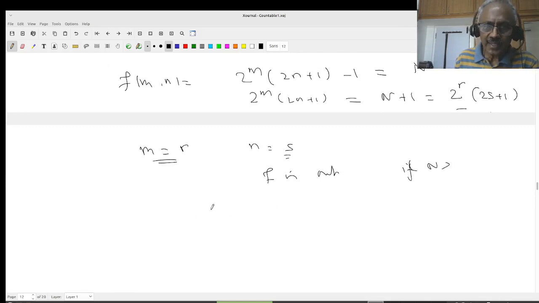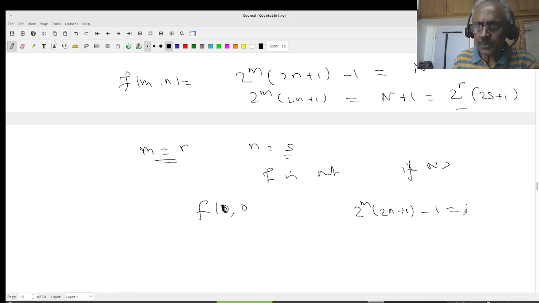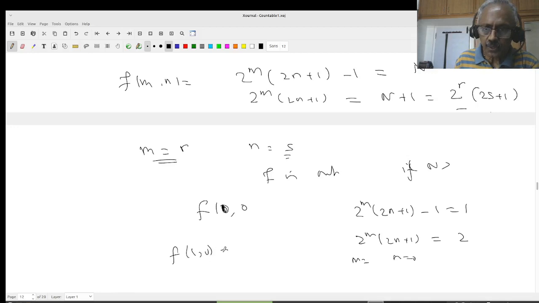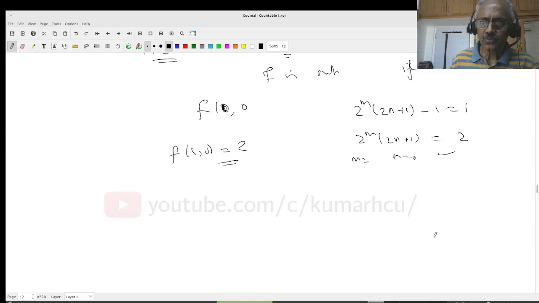If n equal to 1, that again I know. What is that? I want 2 to the power m into 2 power n plus 1, minus 1, equal to 1. Therefore 2 power m into 2n plus 1 must be equal to 2. That means my n equal to 0 and m equal to 1. That is f of (1,0) is 2. I hope I did it correctly. Just make sure. 2 power m, yeah, 2n plus 1 with n equal to 0, this will be 0. Yeah, right. Okay. So we have proved f is a bijection.